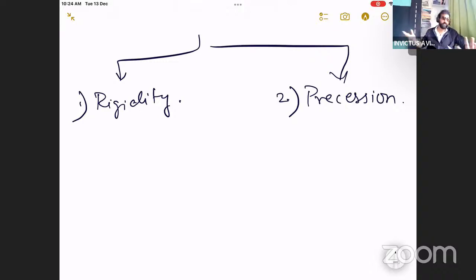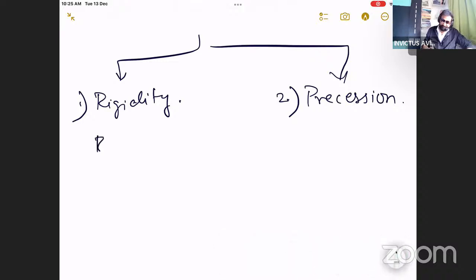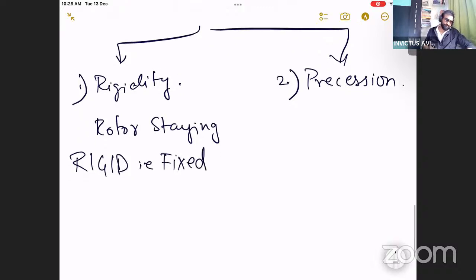We have an exam in a few days. It could be the day after tomorrow, or the day after that. You know how it is. Good, not bad. Good. Remember this. Everyone write down: rigidity talks about the gyro rotor staying rigid, that is fixed, in its present rotating orientation.